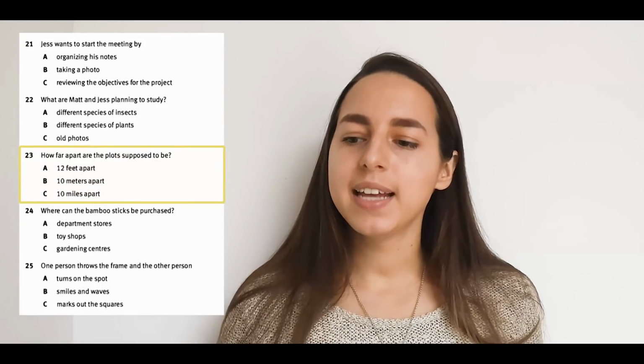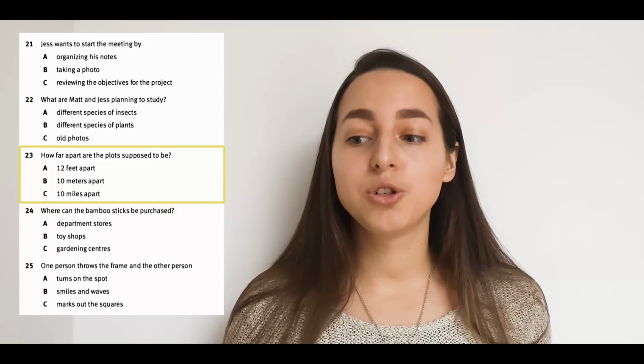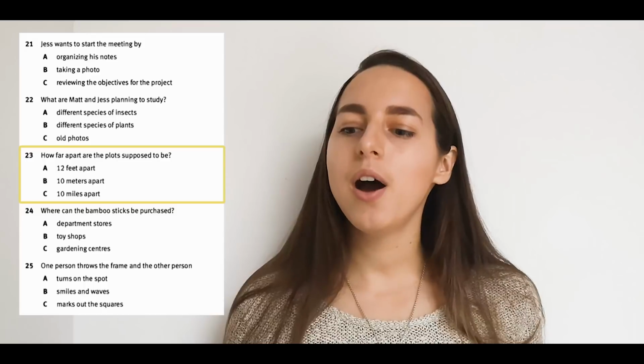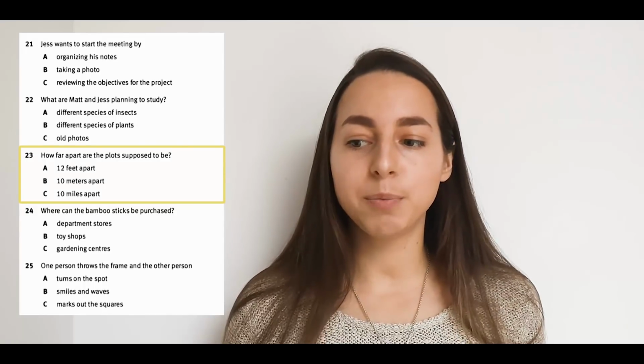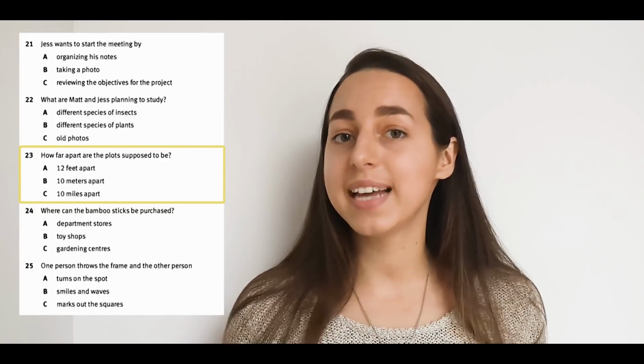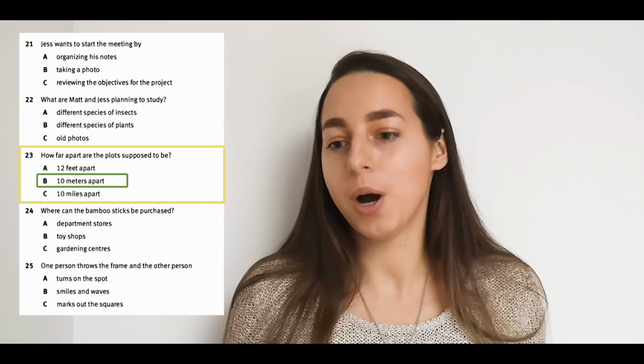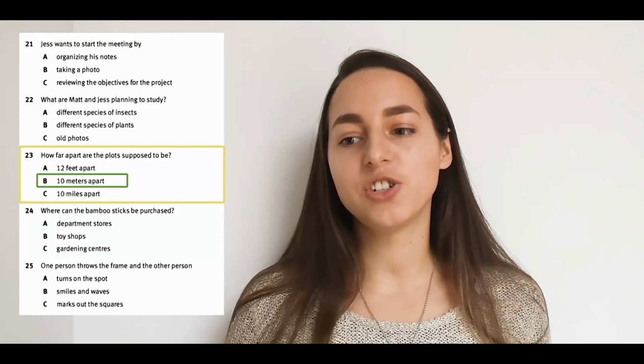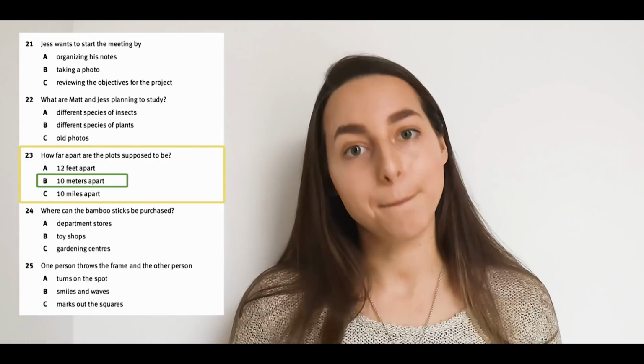Jessica says, does it say anything about where these plots should be and how they should be laid out, right? Matthew says, oh, here it is. It says that the plots need to be no more than 10 meters apart.